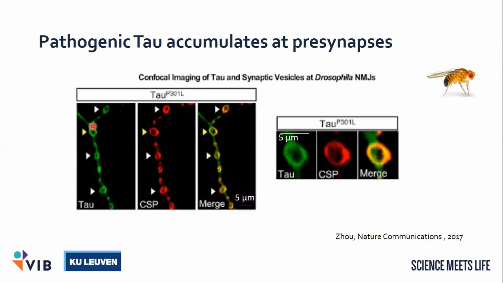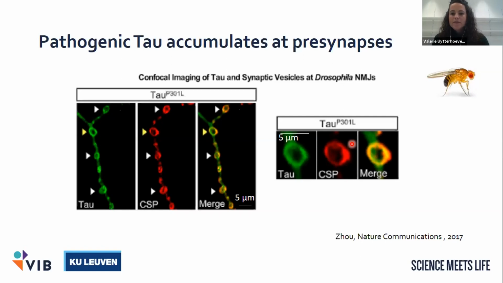So here tau accumulates at the boutons of the neuromuscular junction, and tau colocalizes with presynaptic synaptic vesicle markers, here shown in red for CSP. So here's a zoom in on synaptic vesicle marker, CSP, and tau distributes in a donut-like shape like the synaptic vesicle marker. And this indicates that perhaps tau can interact with synaptic vesicles.